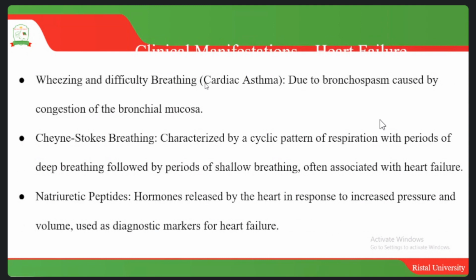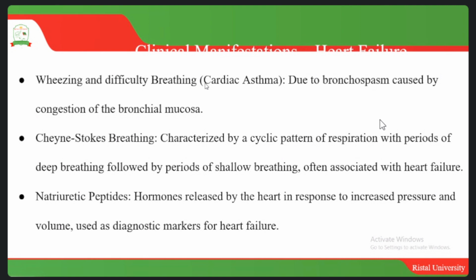Wheezing and difficulty breathing, that is cardiac asthma due to bronchospasms, which is caused by congestion of the bronchial mucosa. So we always know that when there is congestion around the bronchi due to increased secretion of mucus along the lumen of the bronchi, it ends up causing that difficulty in breathing, which is more of a wheezing sound, and that one will be more of cardiac asthma because it is affecting the heart. It is the heart that has caused the problem of difficulty in breathing, and that's why it is called cardiac asthma.